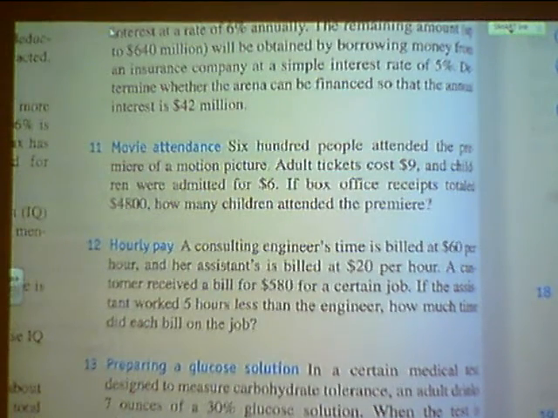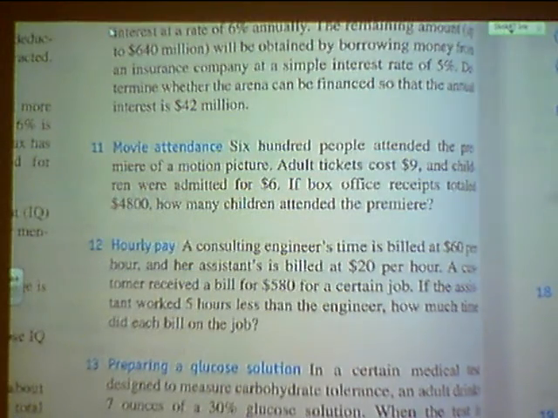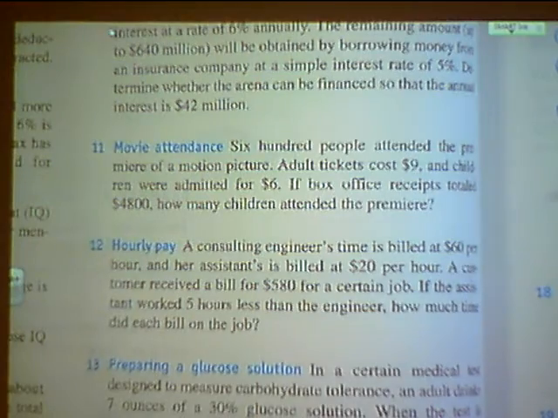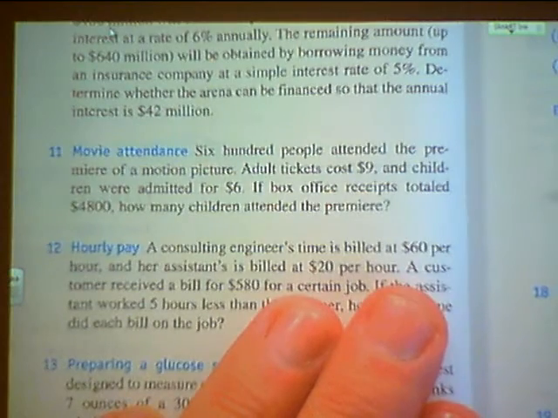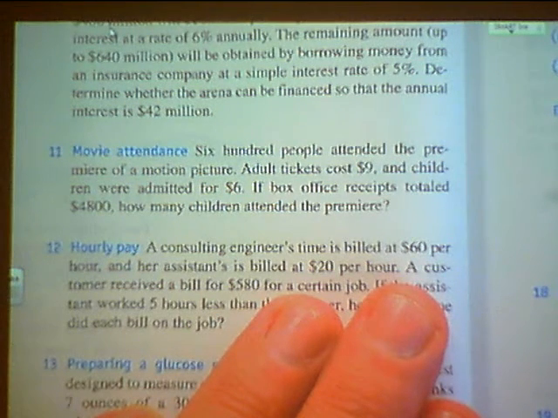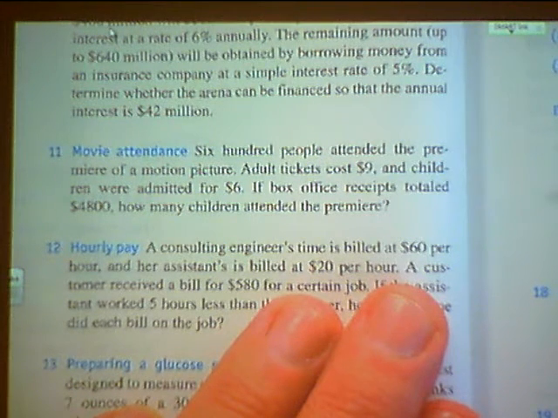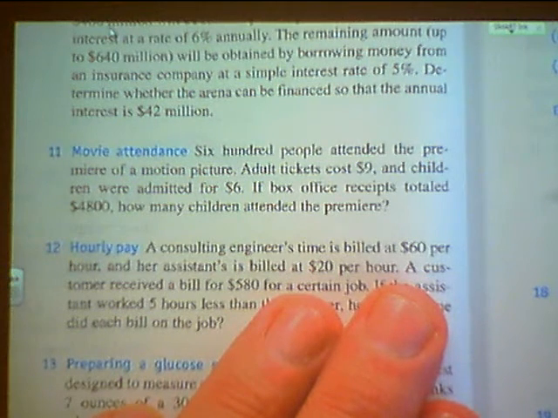I want to now work problem 11 out of section 2.2 from the book. Hopefully you can read it here. It's called Movie Attendance. 600 people attended the premiere of a motion picture. Adult tickets cost $9 and children were admitted for $6. If box office receipts totaled $4,800, how many children attended the premiere?